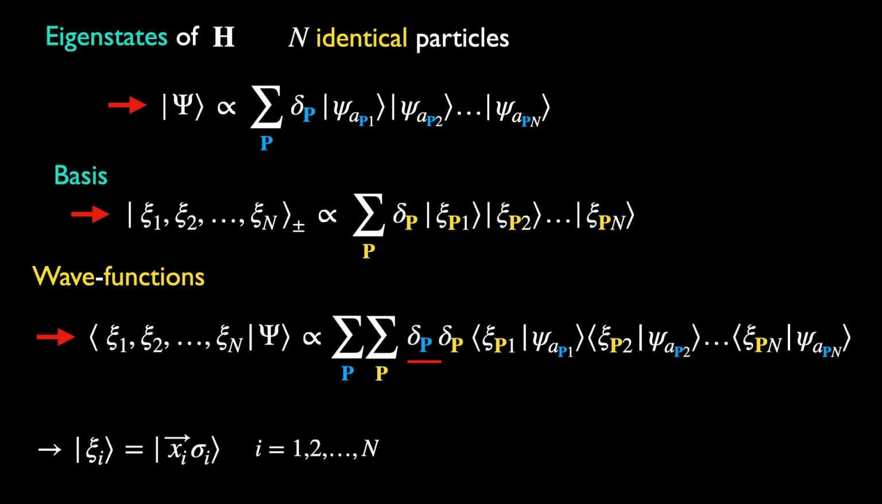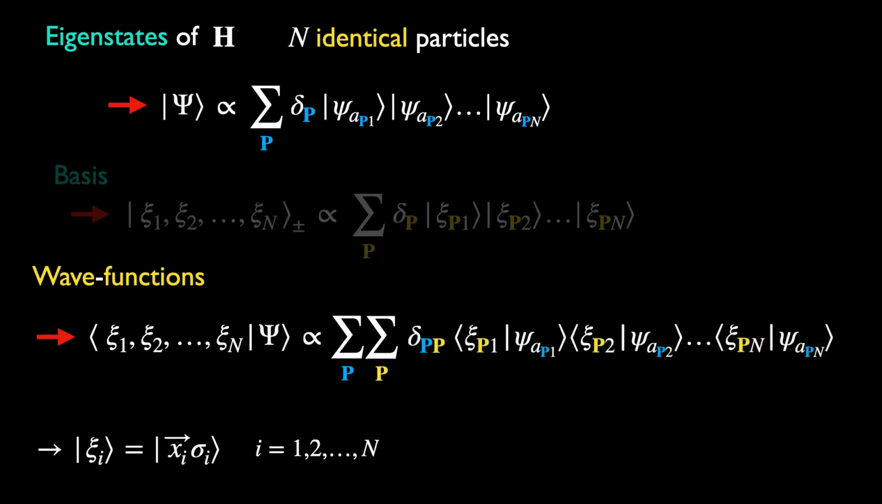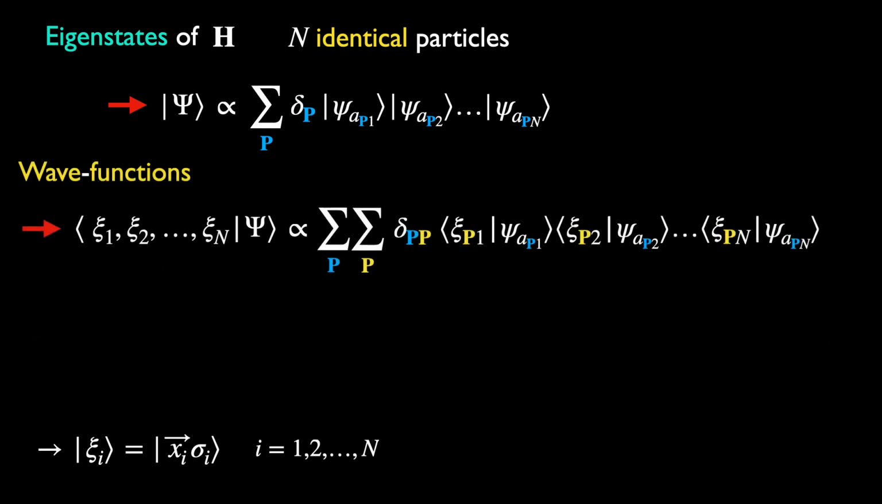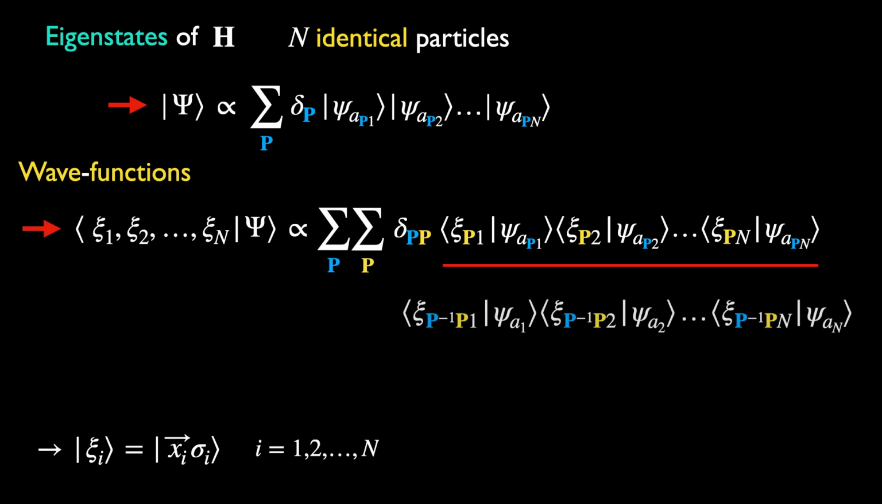Look at this product of two permutation signs. This is just the sign of the composition of permutations. Now look at this product of inner products between the states Psi and Xi. This product should remain unchanged if we apply a further permutation to all the particle indices. Let this additional permutation be blue P inverse. This undoes the original blue P permutation.